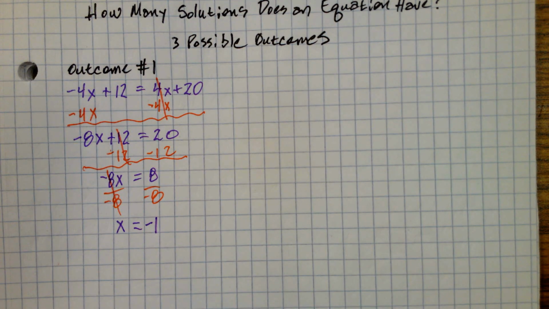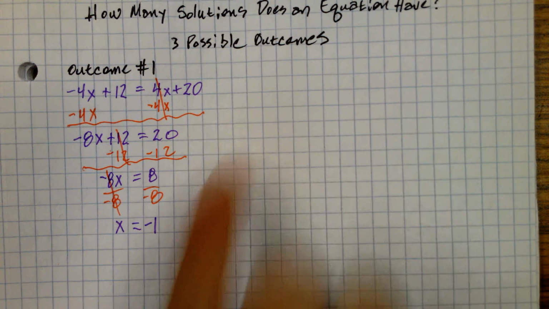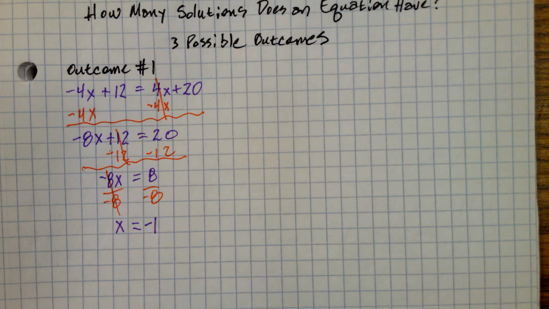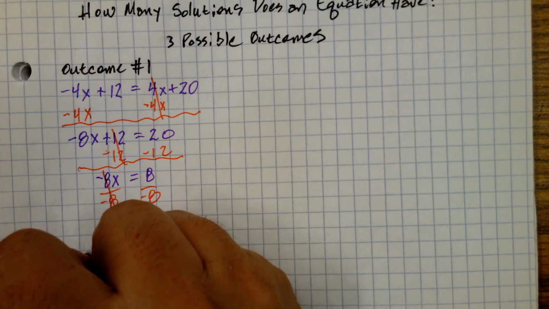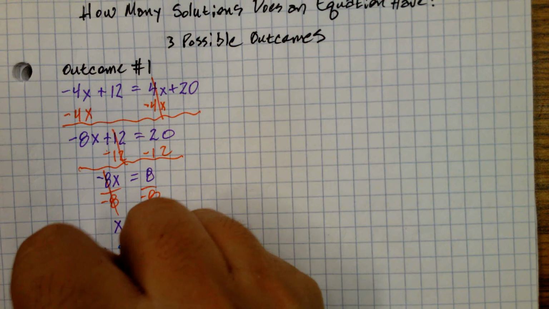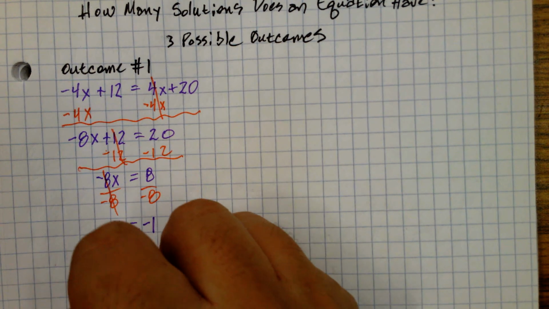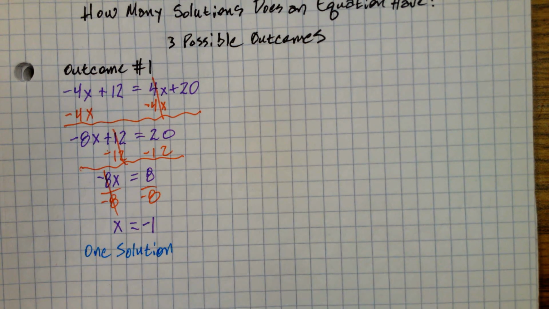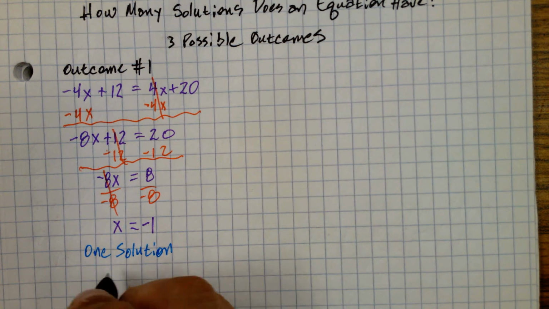And you might be saying, Mr. Contreras, this is no big deal. We do this all the time. True, we do. But I want you to realize something. When this happens, which is mainly what we do, we have one solution. We have one answer. One and only one number out of all the numbers on the number line will work in this equation. And it's negative 1 in this case. So we call this having one solution. And that's what most commonly happens. We have one solution.